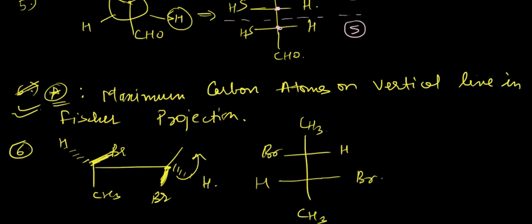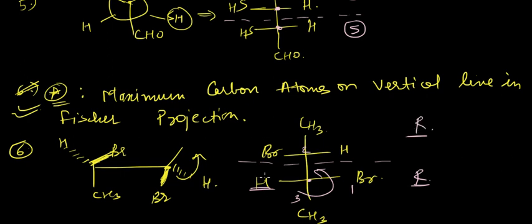So let's calculate the R and S. So you know that these are not the mirror images of each other, so whatever be the configuration for this carbon remains valid for this carbon as well. So order would be 1, 2 and 3. Ideally it should be S, but hydrogen is on the horizontal line, so it should be R. Similarly it would be R.